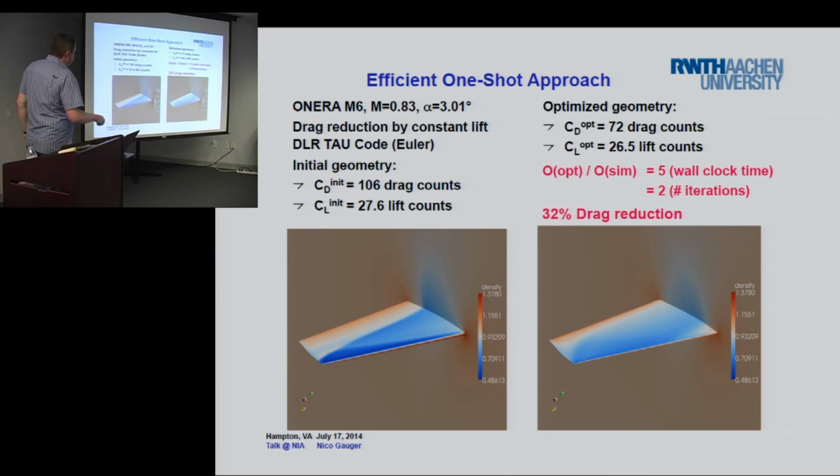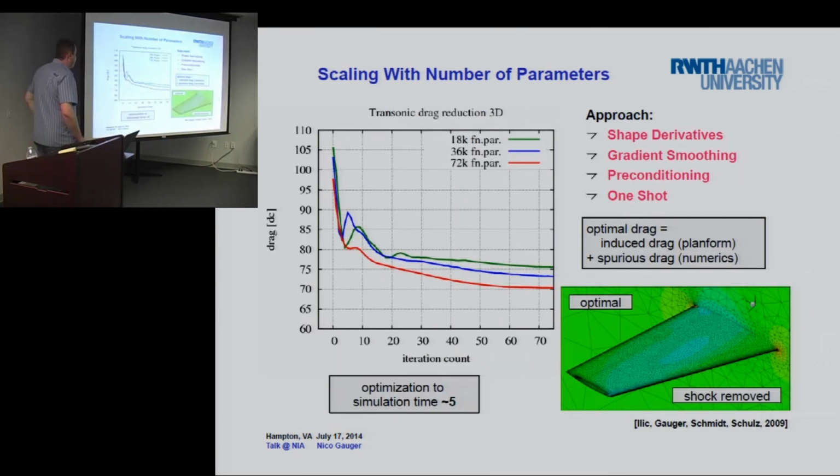Here we reduce a shock on a wing. It's the transonic ONERA M6. The retardation factor with respect to iterations is 2, but because we have this overhead in computations of preconditioners and so on, it's a factor 5 in wall clock time. But it's mesh independent. No wonder, it's close to Newton's method. You see this is an unstructured solver here. We did it for the TAU code.